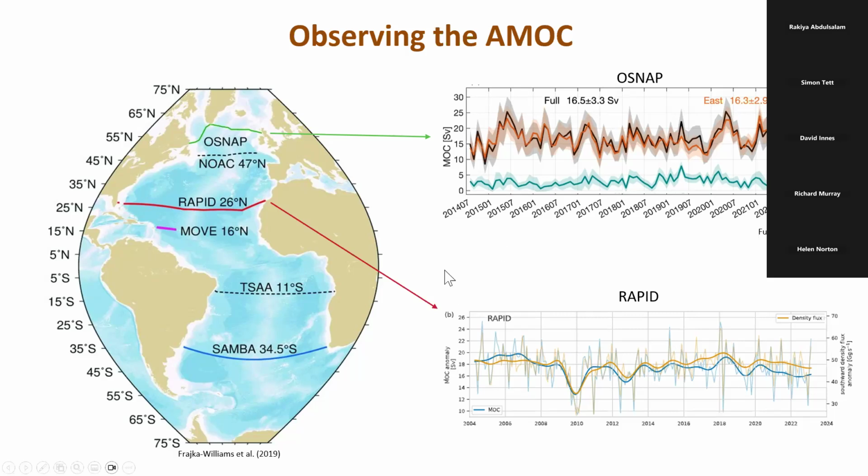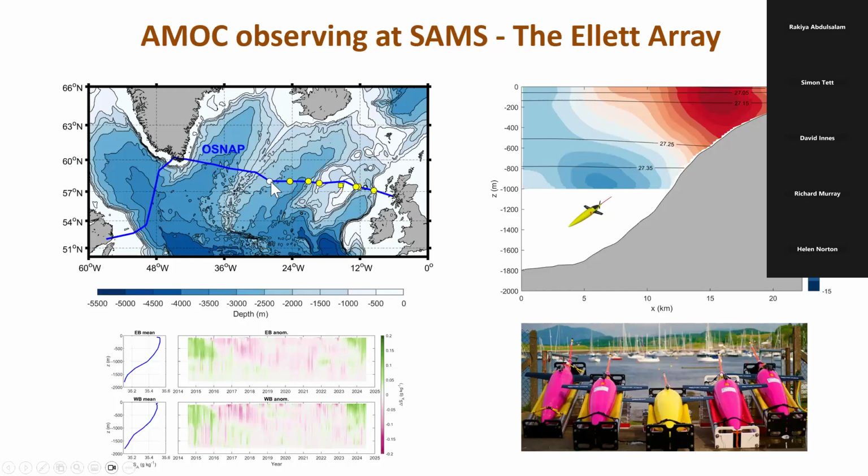And a little bit more about what we do at SAMS, just to finish, is that we run this program called the ELIT Array, and this is a row of moorings which occupies roughly the easternmost third of the OSNAP array. So these yellow points show hydrographic moorings which have been in place continuously for 10 years. And an example of some of the data that we get back from them is shown here. So this is from these moorings in the Rockall Trough here.